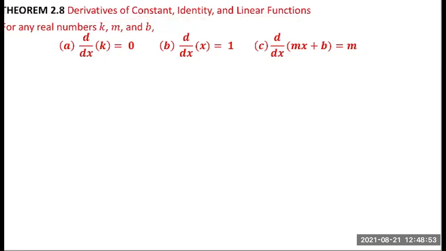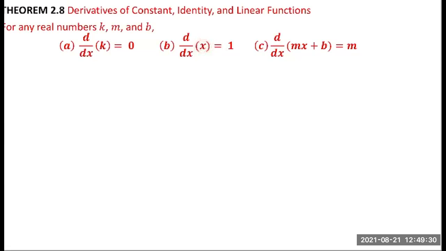Okay. So here is what the theorem says. For any real numbers k, m, and b, we have d over dx k is equal to 0. In other words, the derivative of k with respect to x is equal to 0. And then the derivative of the identity function x is equal to 1. Okay? This is where you put the function that you are taking the derivative of. So the derivative of this identity function x is 1.